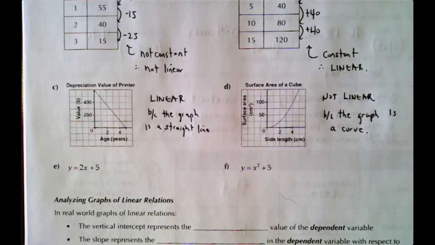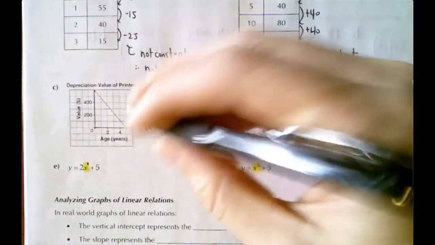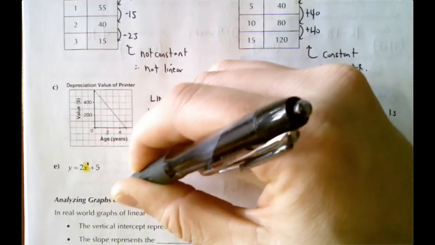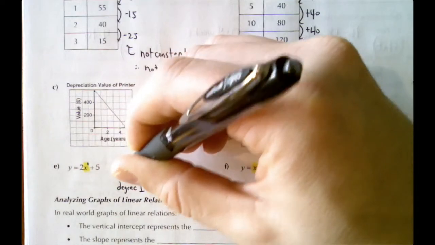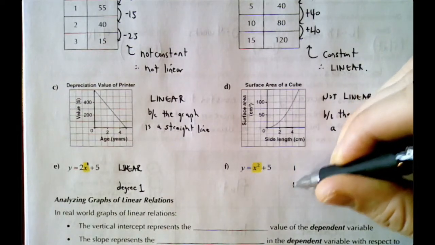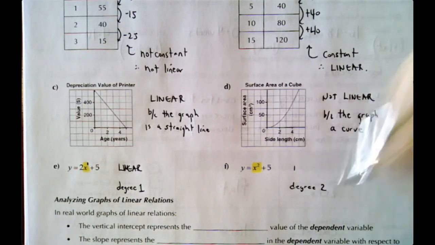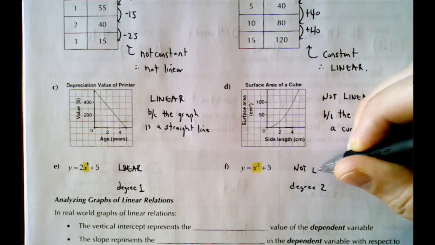Last one's the equation. You're looking for the y equals mx plus b, but it might not always be written in y equals mx plus b form. So what we're really looking at is the exponent on the x. This has an x term, this one has an x squared term. The exponent on the x in this one is 1, so this is called degree 1. If you have a degree 1 equation, you have a linear equation. Our second equation is degree 2, because the largest exponent on x is 2, so this is not linear.